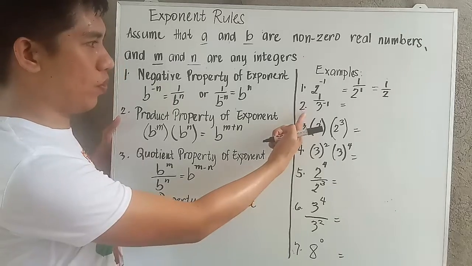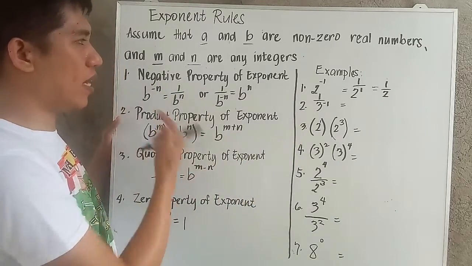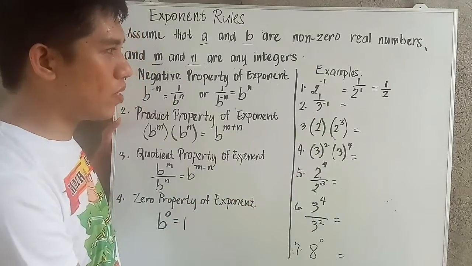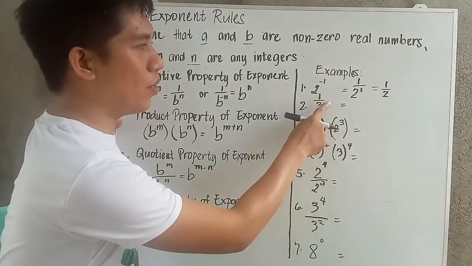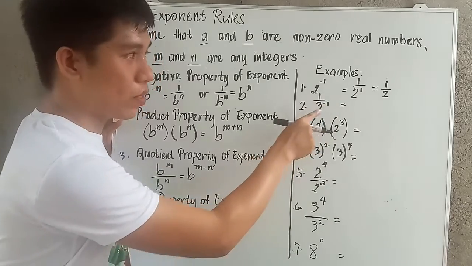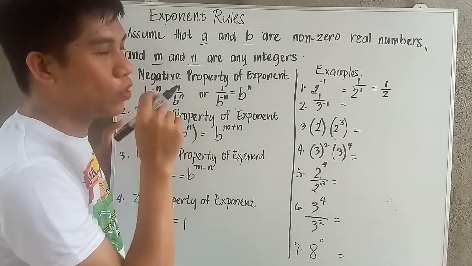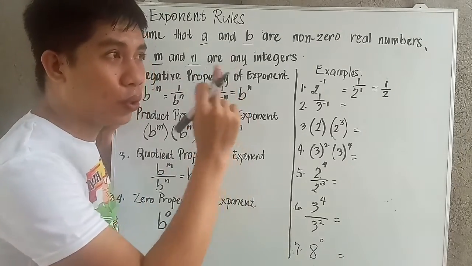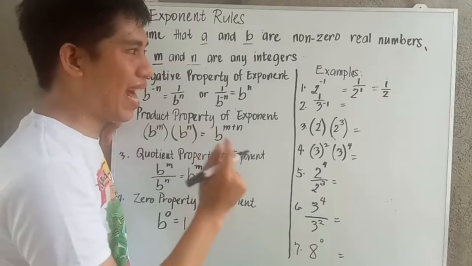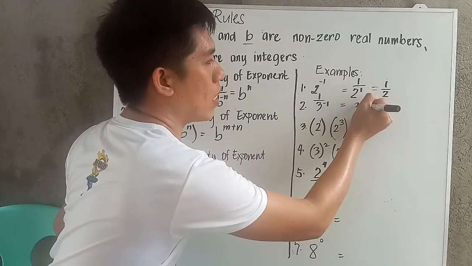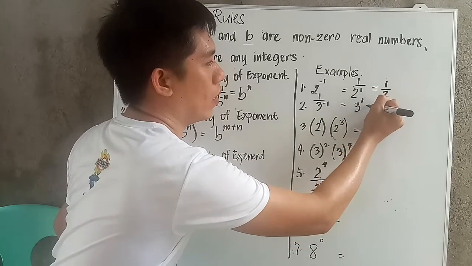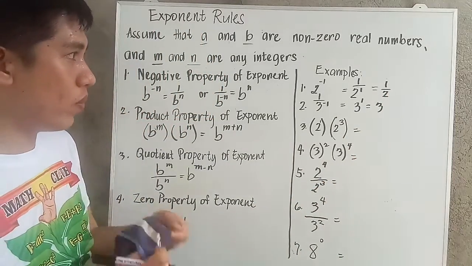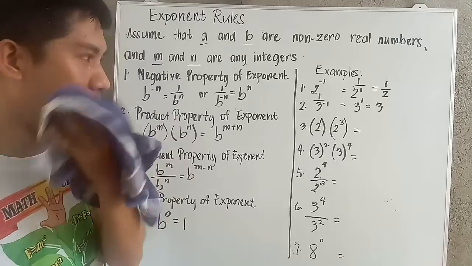Number 2, the rule that we can also use is the negative property of exponents. So 1 over 3 raised to the power of -1. Take note, the exponent is below the fraction bar. For the exponent to become positive, we transfer it to the top. So this becomes 3 raised to the power of 1, which is equal to 3. That is what we mean by negative exponents.